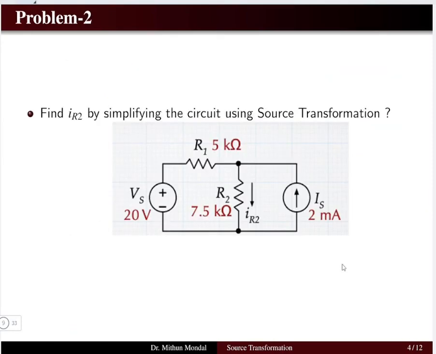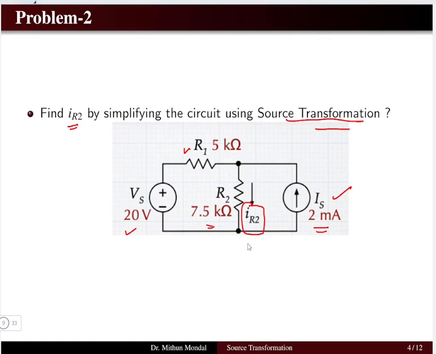Let us solve the second problem. You have to determine the current which is flowing through resistor 2. So what is the current which is flowing through resistor 2 using source transformation? So we have a voltage source of 20 volt in series with a resistance of 5 kilo ohms, and there is a current source of 2 milliampere and the resistor is 7.5 kilo ohms.